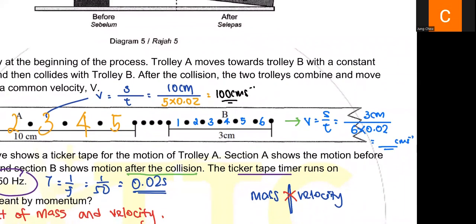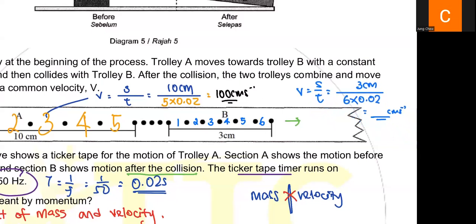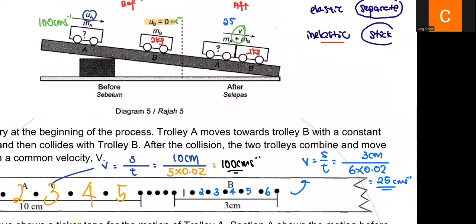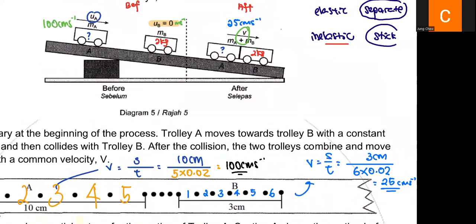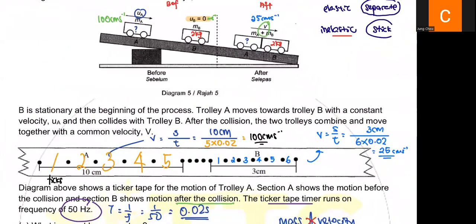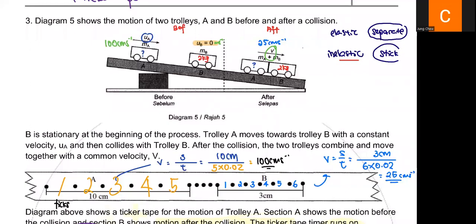Okay, so I know that this is actually the after, because they clearly tell me that this is the after, right? Okay, so I move up here. 25 cm per second. Yeah, okay. So which means that after that, they both move with 25 cm per second. Okay. Now, so now we want to calculate the momentum.